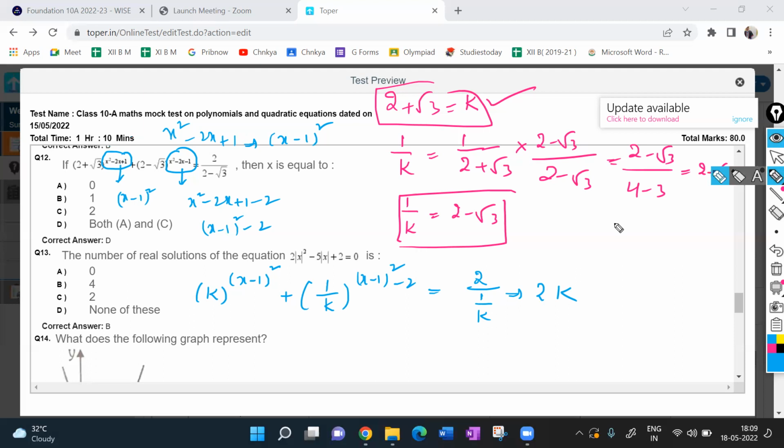Yes, sir. Now, how can we do this after this? Yes, one second. K to the power of x minus 1 whole square plus x minus 1 whole square divided by four. What is the question given to you? Is equal to 2k, right? Is equal to 2k. So where is that? Look at this.